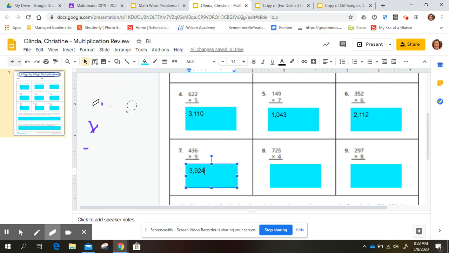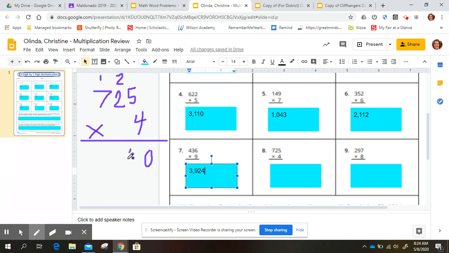All right, we can move on to number 8. Number 8 says 725 times 4. 4 times 5, I start in that ones place. 4 times 5 is 20, so I put the 2 at the top and the 0 here. 4 times 2 is 8, and then I add 2 more: 8, 9, 10. 4 times 7 is 28, and 1 more is 29.